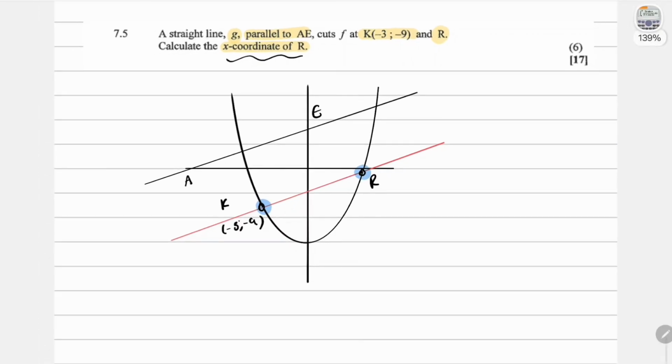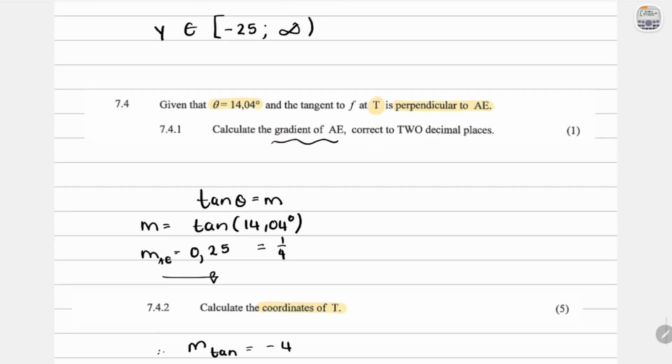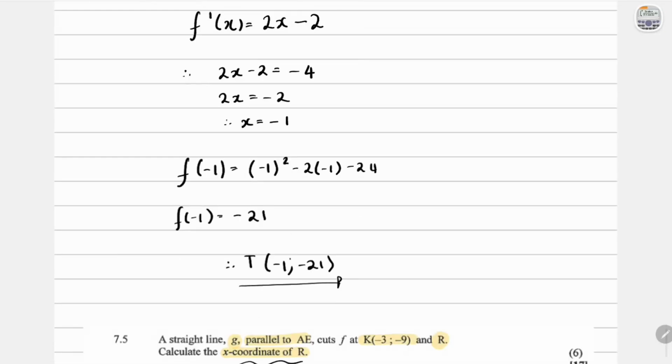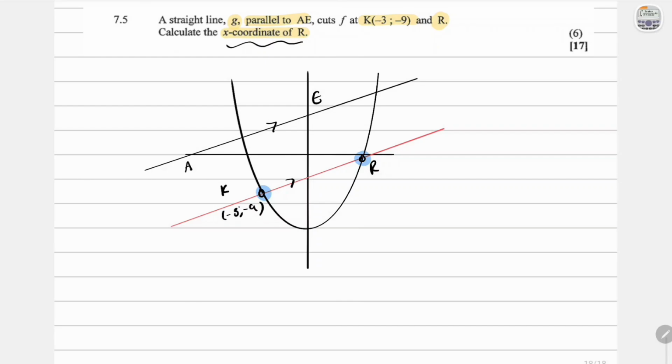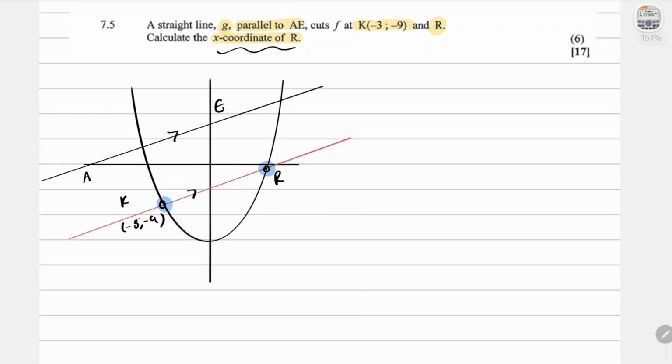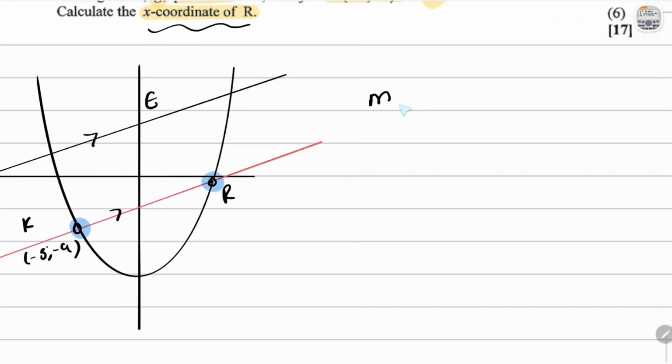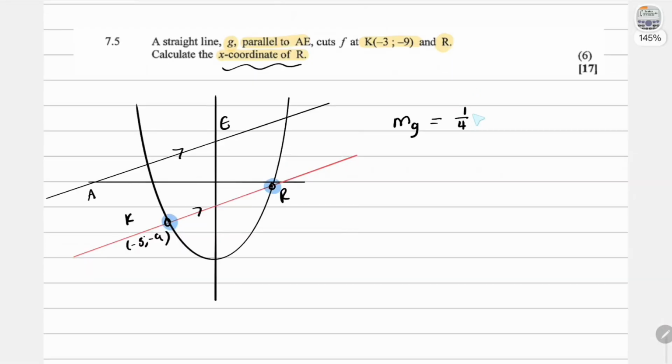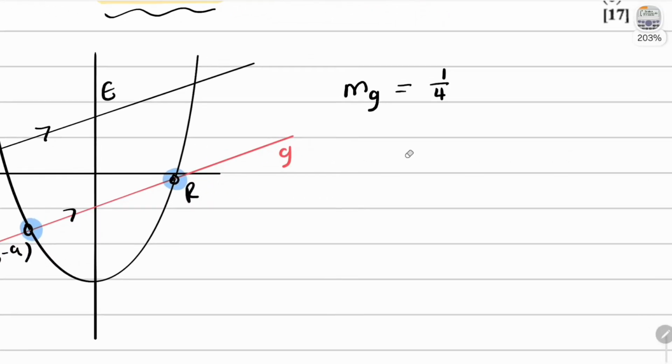Okay, so how do we do this? We need to find the equation of this line. Well, it's parallel to AE. So what was the gradient of AE? The gradient of AE was 0.25 or 1/4. If lines are parallel, they have the same gradient because they have the same slope. They're slanted in the same way. So it means that the gradient of this line G that they're referring to is also 1/4. But do you see that this graph G actually has a point on it? The point K is a point on it, so it's (-3, -9), so we can substitute that into the graph.